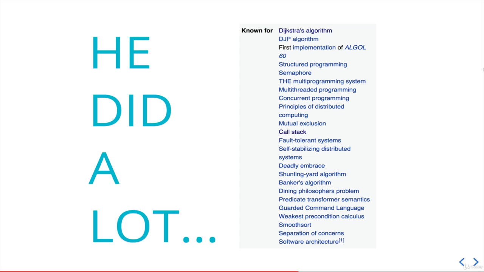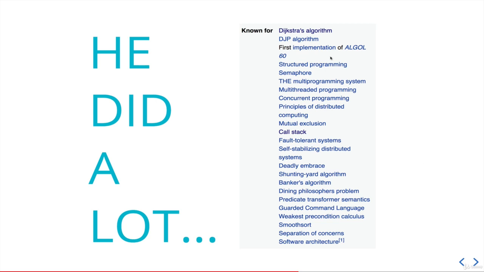So here's a little screenshot from Wikipedia. On the right side of his Wikipedia page, like any academic figure or really any person, there's a little bar that says known for. You can see he's known for a lot. Up top, his main achievement that people recognize today, Dijkstra's algorithm, but there are many other algorithms, as you can see, but also things like self-stabilizing distributed systems, shunting yard algorithm, smoothsort, separation of concerns, early software architecture. He did a lot and contributed a lot. So really cool guy and very, very important person.